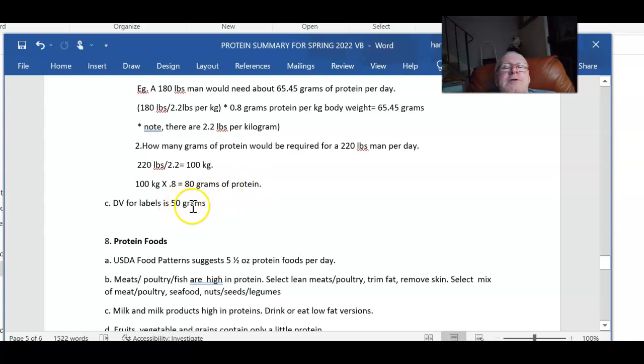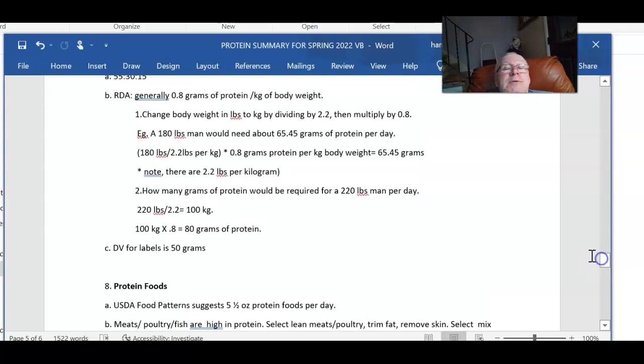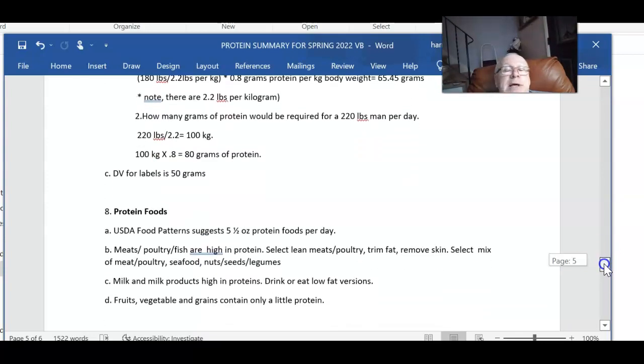The daily value for protein that they use on food labels is 50 grams. 50 grams would be 100% of the daily value on a food label. So look at how this little formula works, and make sure that you can do one of these formulas. I will probably put one up on the board when I spend a short period of time talking about proteins in class.